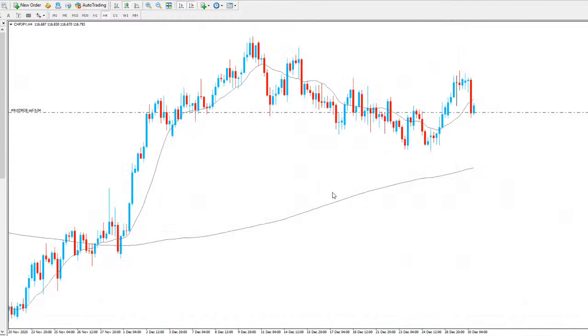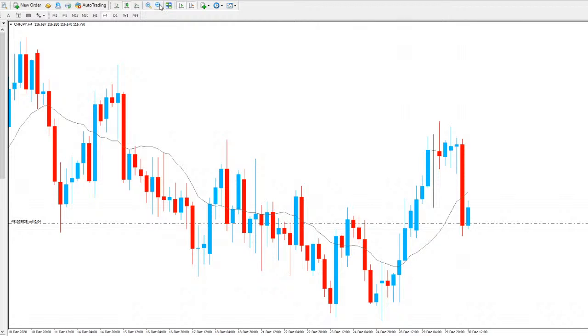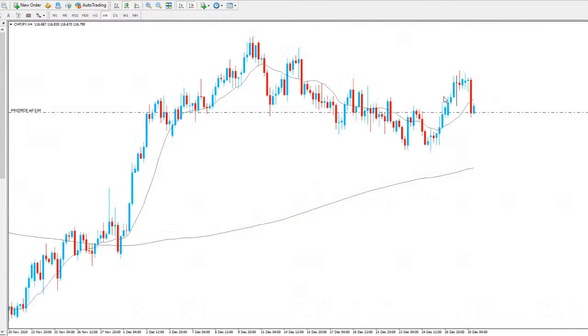Now CHFJPY, I've gone short in this pair and looking for another push to the downside. As you can see, we're kind of slowly moving to the downside for this one, making that lower high there, lower low, lower high, looking for another lower high there and potentially another low. So again, could be seeing another push to the downside. You can see we did have a very strong bearish candle closing at 10 a.m. and that's more of a statement candle.